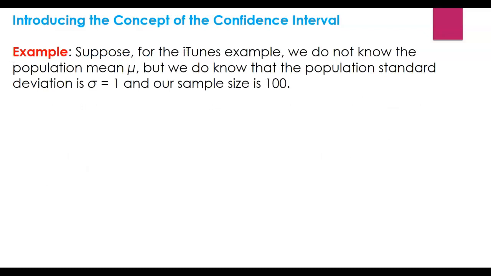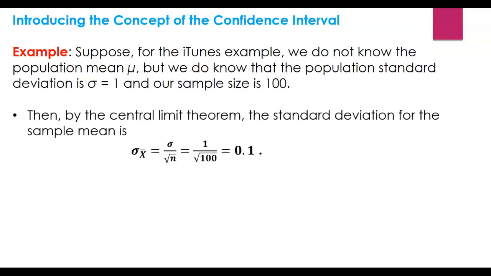Here's an example. Suppose for the iTunes example, we do not know the population mean mu, but we do know that the population standard deviation is sigma equals 1, and that our sample size is 100. So those are two dead giveaways right there for this type of problem. You'll know a population standard deviation, and you will know a sample size. Then, by the central limit theorem from chapter 7, the standard deviation for the sample mean is sigma of x bar equals sigma over the square root of n, which in this case is 1 over the square root of 100, or 0.1.